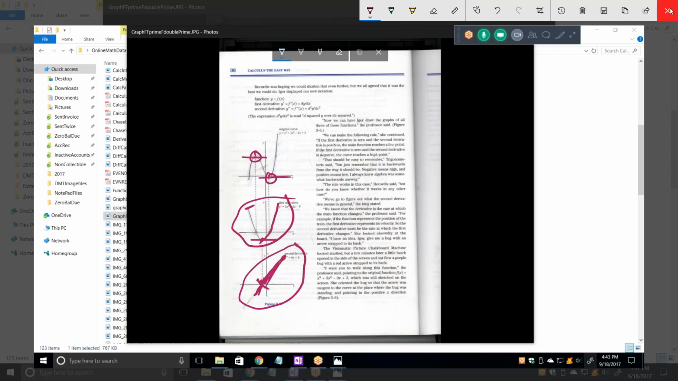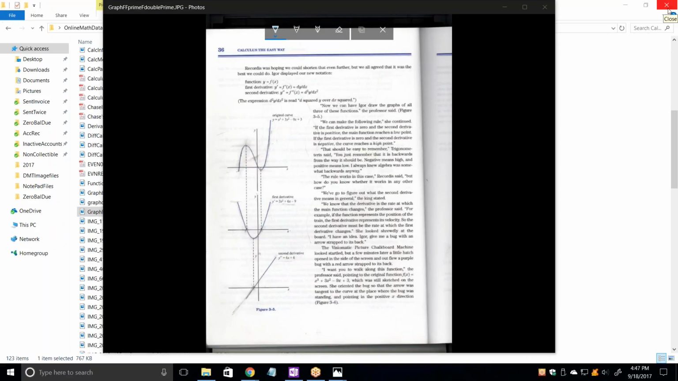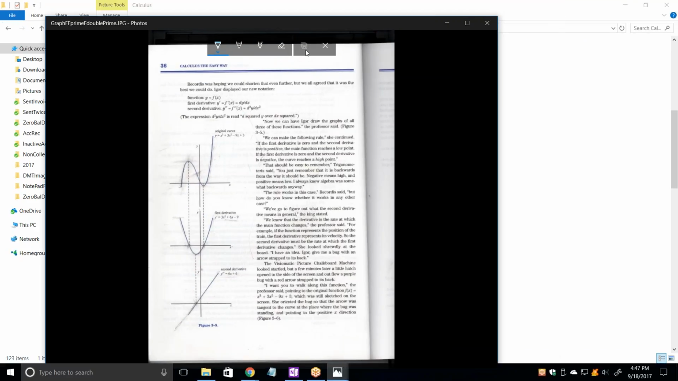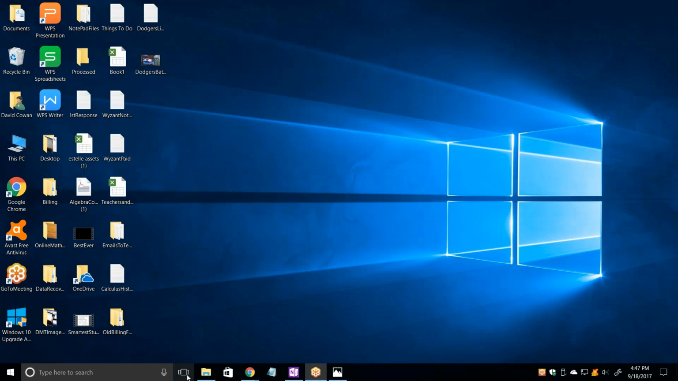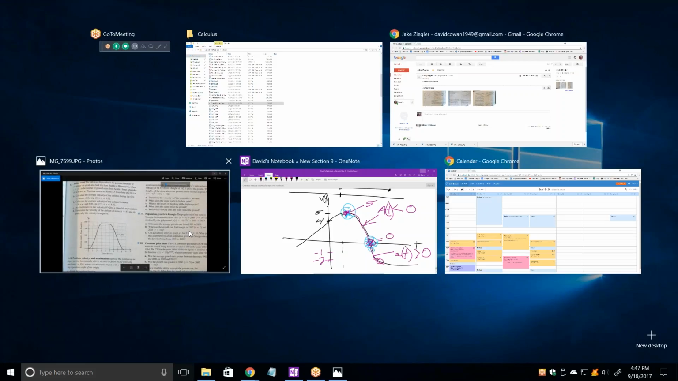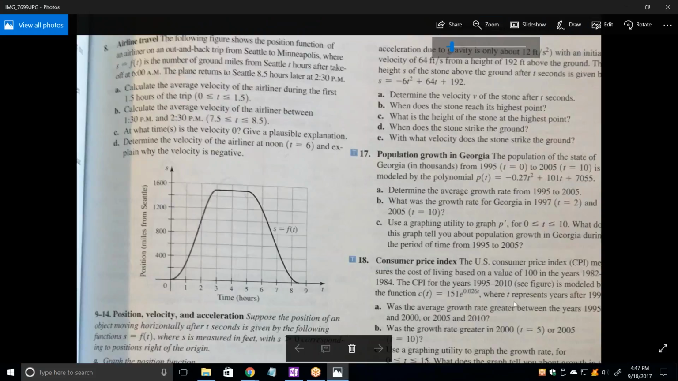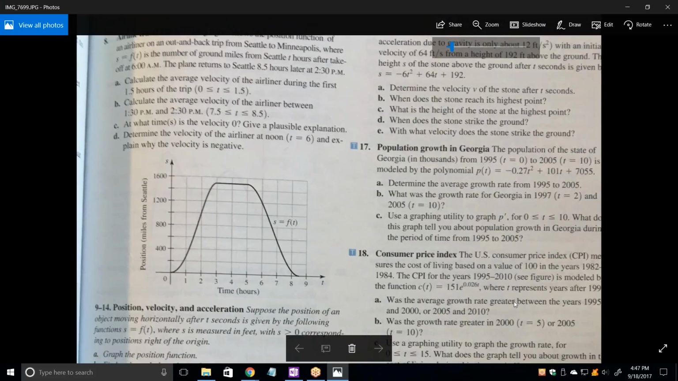All right, let me get rid of this and go back to where we were. So where are we at here? We calculated the average velocity. Hold on.